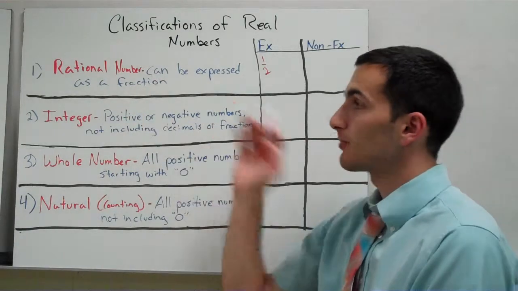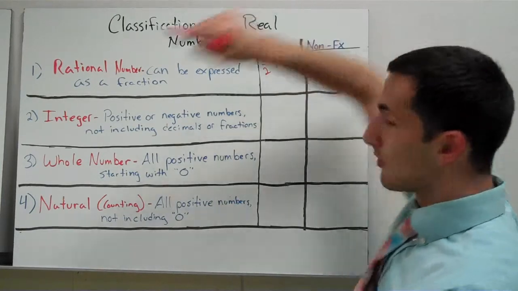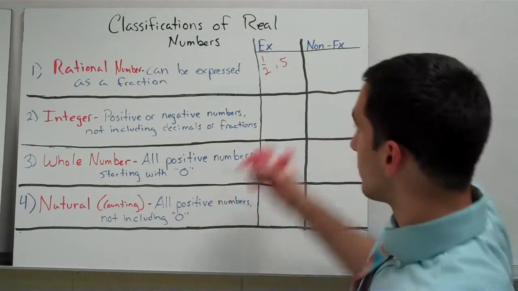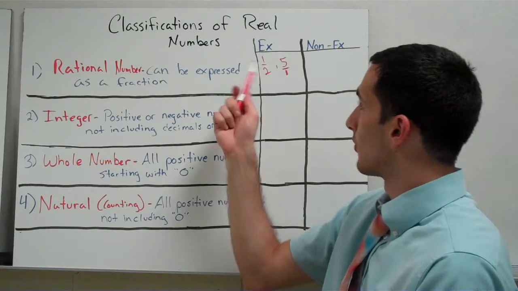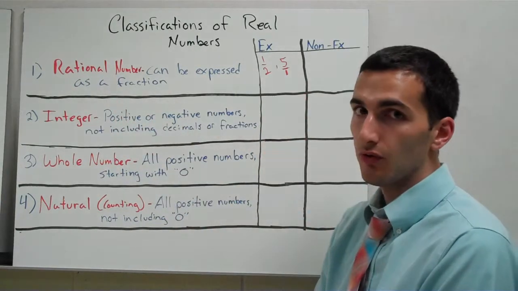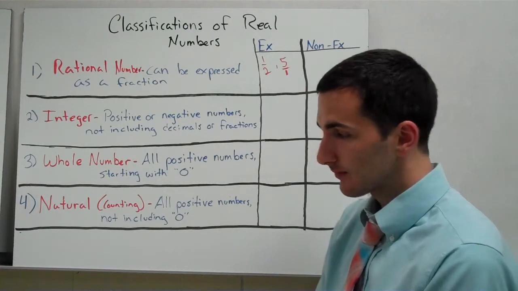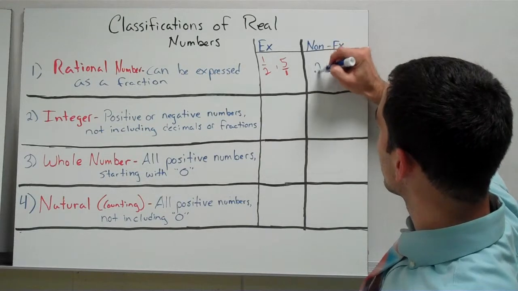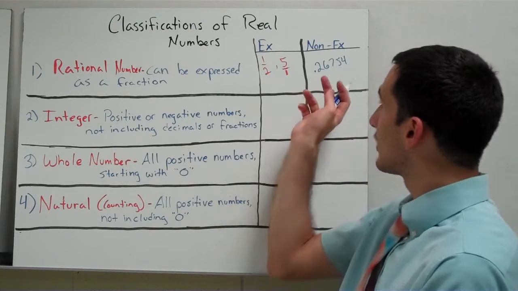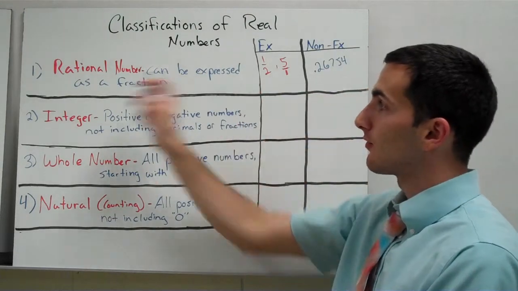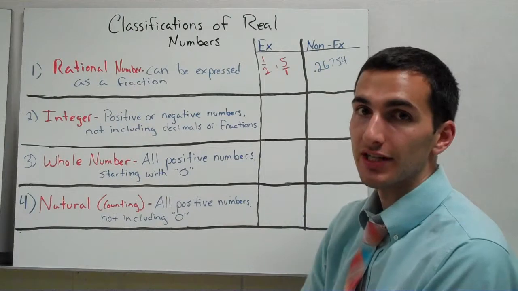Now, just because it says it can be expressed as a fraction doesn't mean it always has to be a fraction. So the number 5 would be a rational number because it can also be written 5/1, which is a fraction. So 1/2 is a rational number, 5/1 or 5 is a rational number. A non-example of a rational number would be strange decimals. Okay, strange decimals cannot be written as a fraction, so therefore they are not rational numbers.